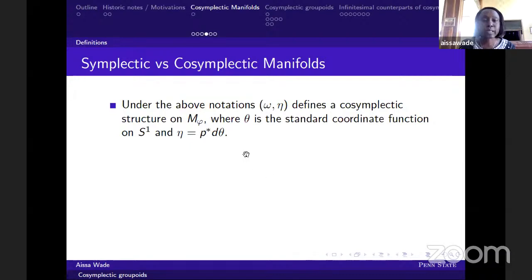So now my M phi has a natural cosymplectic structure coming from the omega that is induced by omega tilde. And for eta, we just take the pullback of d theta, where theta is the standard coordinate on the circle.